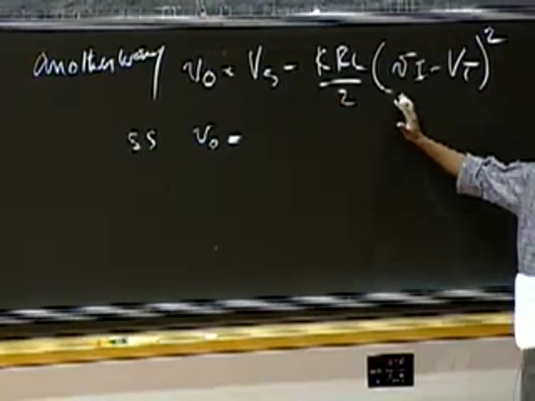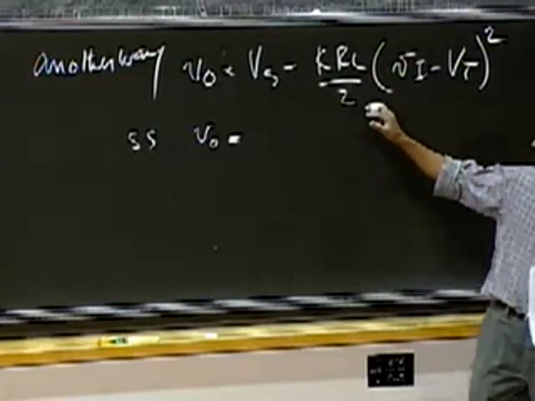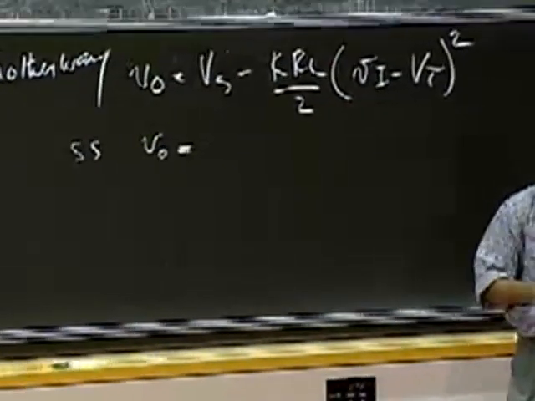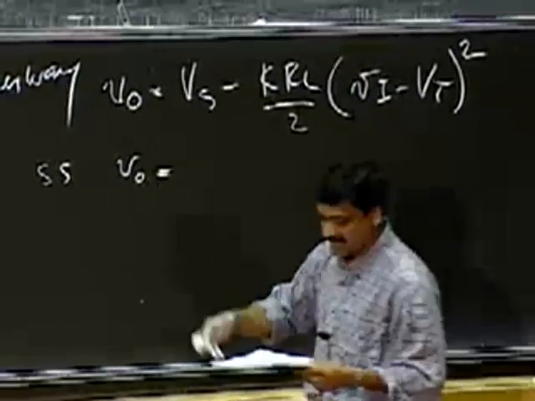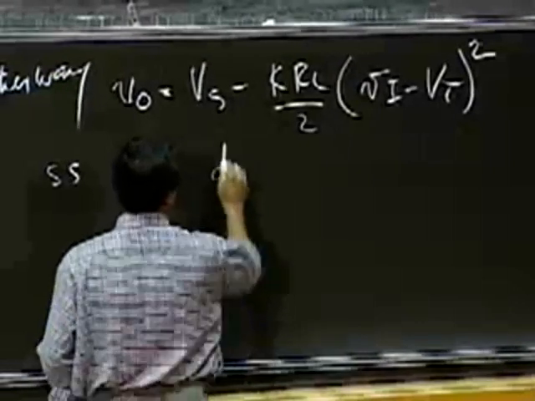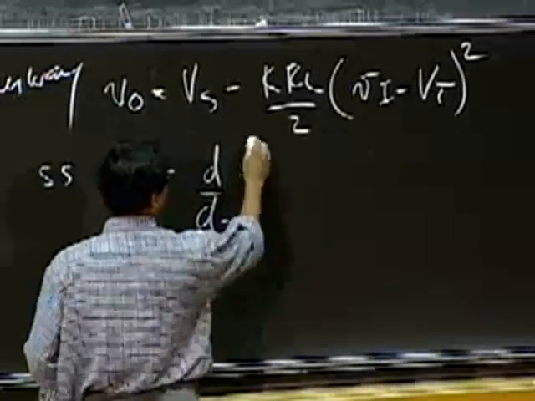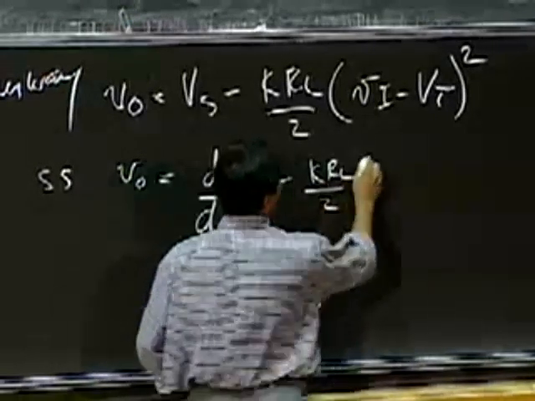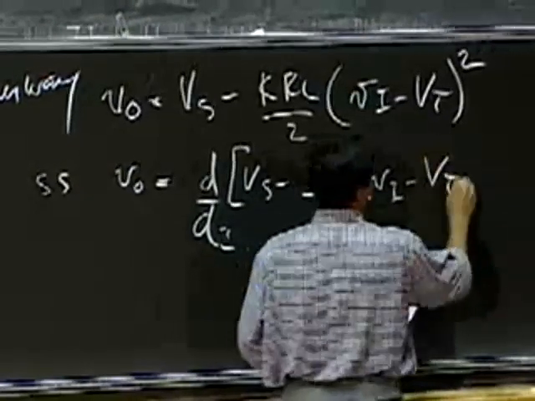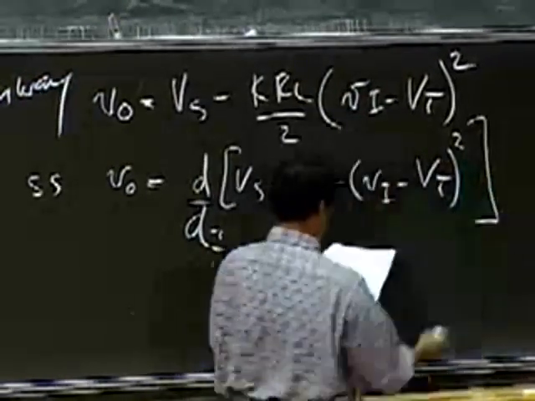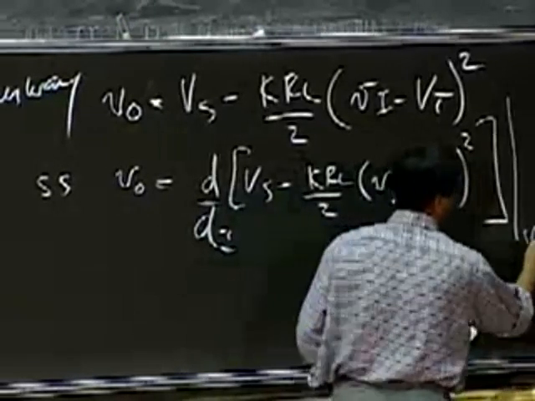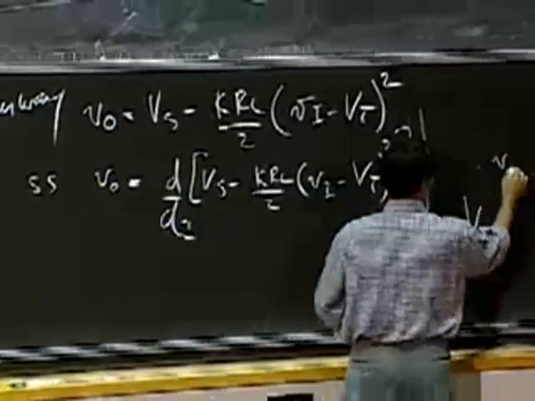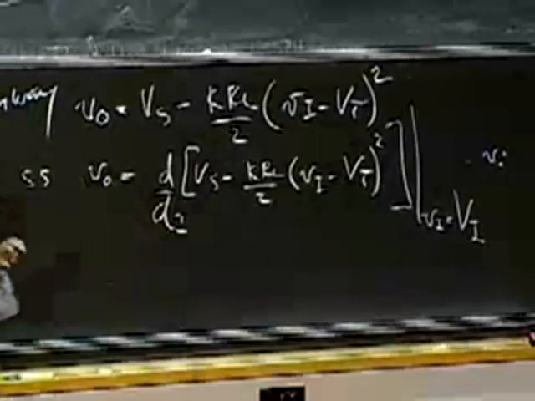Okay, I find the slope at the point capital Vi and multiply by the increment. Slope times the increment gives me the incremental change in V naught as follows. So d by dVi of Vs minus K RL over 2 times Vi minus Vt squared, evaluated at Vi equals capital Vi, times small vi. Right, this is good old math again.